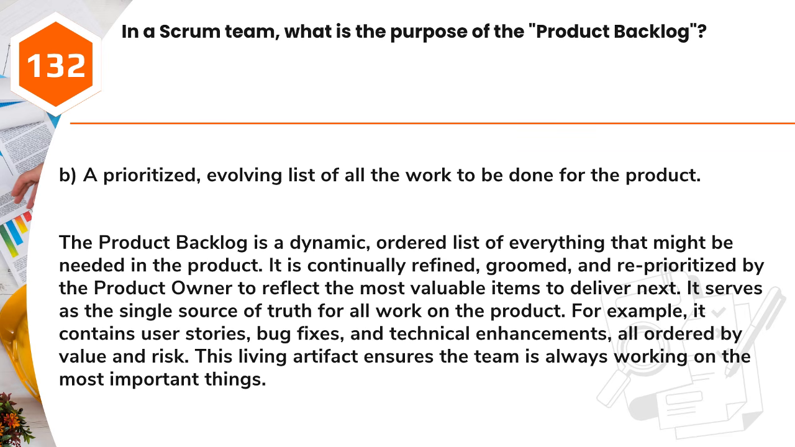Answer: B. A prioritized, evolving list of all the work to be done for the product. The product backlog is a dynamic, ordered list of everything that might be needed in the product. It is continually refined, groomed, and reprioritized by the product owner to reflect the most valuable items to deliver next. It serves as the single source of truth for all work on the product. For example, it contains user stories, bug fixes, and technical enhancements, all ordered by value and risk. This living artifact ensures the team is always working on the most important things.